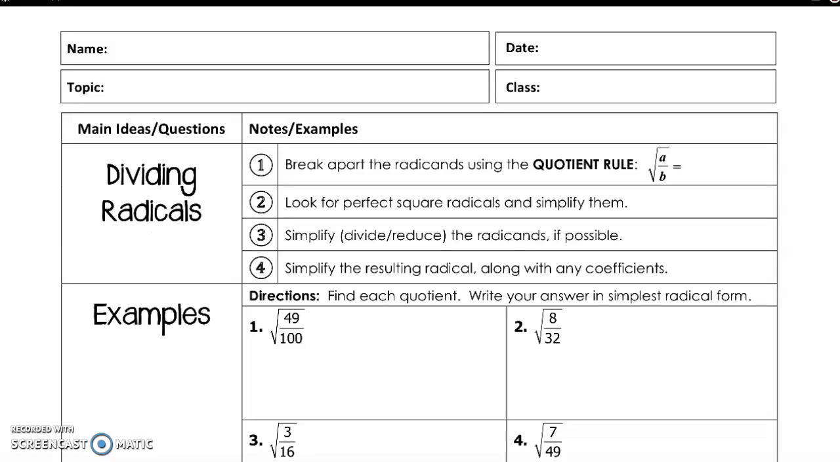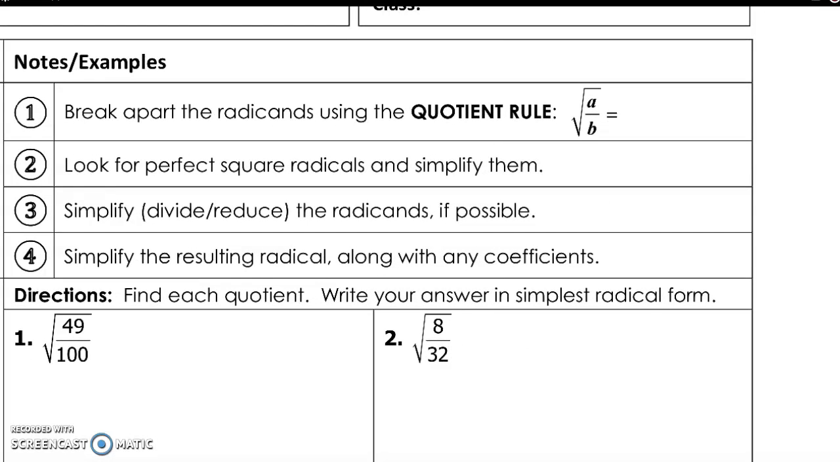On page 11.9 of our notes, we are going to look at dividing radicals. So you will see that we have a big radical sign with a fraction underneath for some of these, and then other ones, they are broken apart into two separate radicals. The neat thing about that is it can go back and forth. So that's what part 1 says, break apart the radicands using the quotient rule.